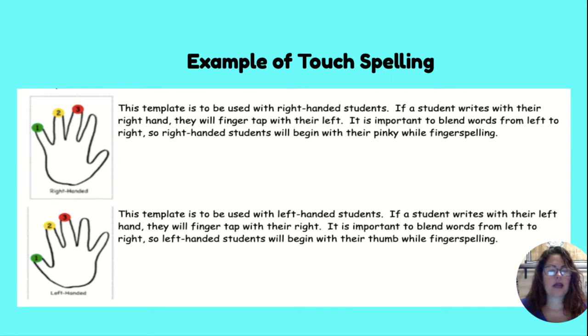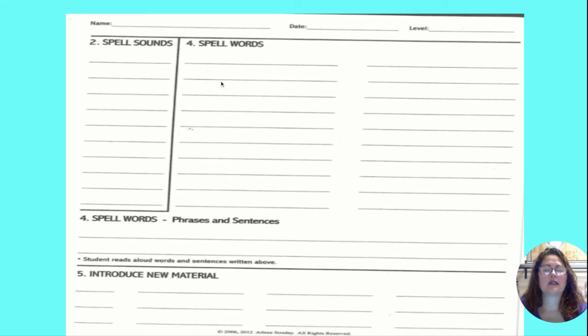All right, so just a reminder of touch spelling. If you're right-handed, you will use your pinky to start your touch spelling. And if you are left-handed, you'll start with your thumb, following the left to right sequence of how we read words in our language. I'm going to dictate some words to you. You're going to repeat the word, touch spell the word while saying each sound out loud, and then write the word. At the end, you're going to read all those words back to me. You'll be writing those in this section of your Sunday notebook. Okay?